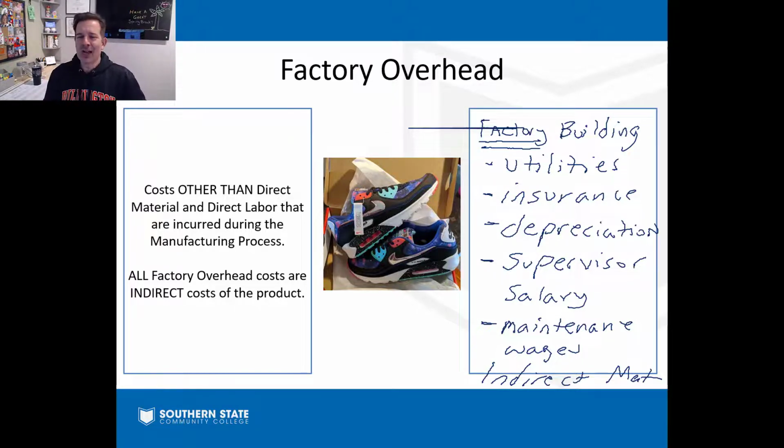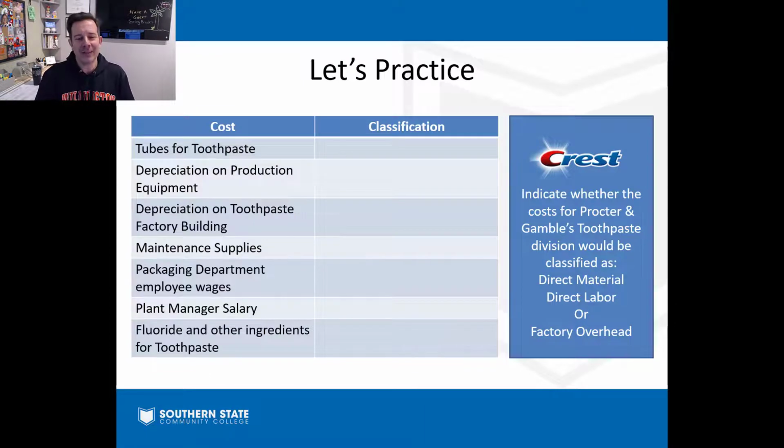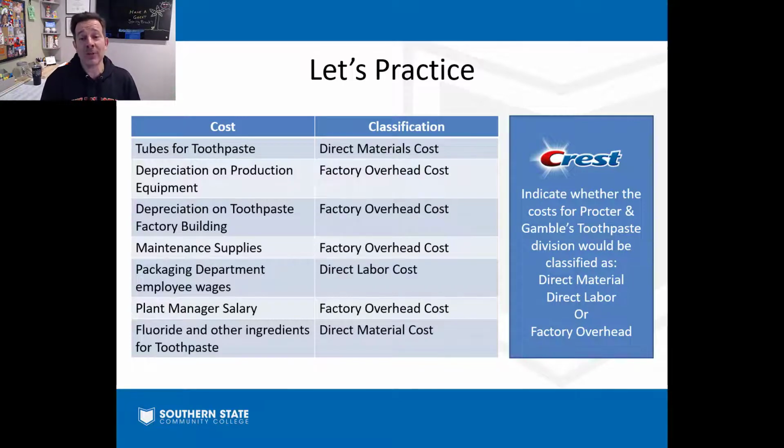Let's look at a little practice example here. You got Crest, you got Procter & Gamble, and that's their toothpaste division. And we're wanting to classify their cost as direct material, direct labor, or factory overhead. And so I'm going to give you a second, maybe you can jot these down and think about them a little bit, and then I'll share the correct responses with you. So take a moment, think about those, and then we'll see what we got.